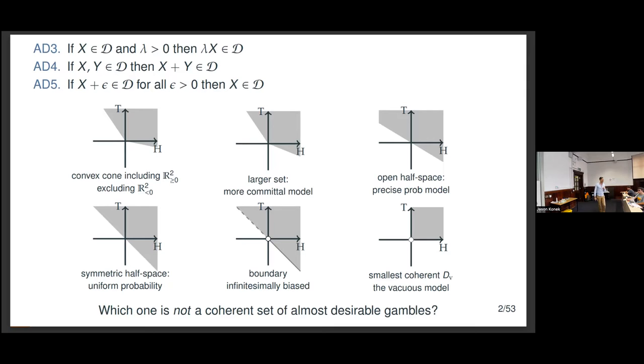Take out that one, given our previous comments. It's that one! Because it doesn't have a closed boundary over it. So this is going to be corresponding to an infinitesimally biased coin. That kind of stuff is not the kind of behavior that we're going to be able to capture in this room.